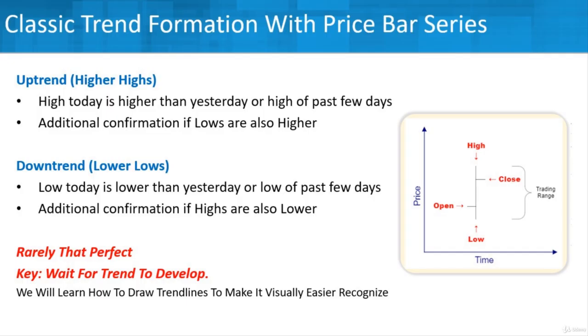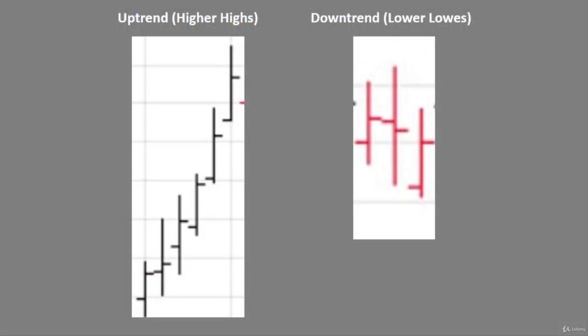We'll learn how to draw trend lines, and we have a whole section on chart patterns. But right now, higher highs are upward trends and lower lows are downward trends, which is a classic way to look at it. You can see that graphically here as well. On the left, the uptrend, you see the tick marks on the right-hand side, the closing prices. From each price bar, each up and down price bar, they keep going up on the right-hand side.